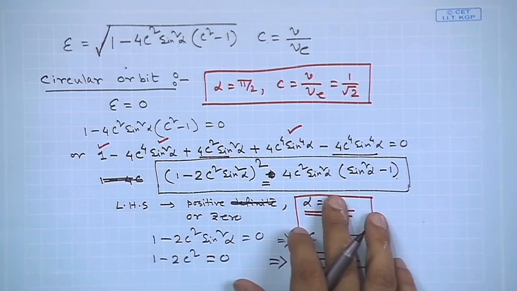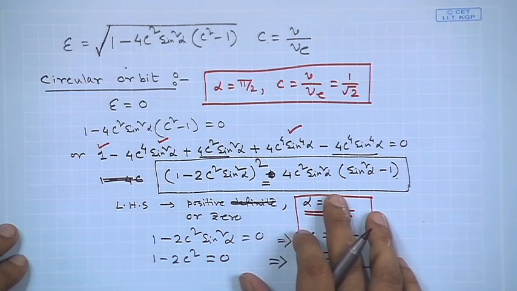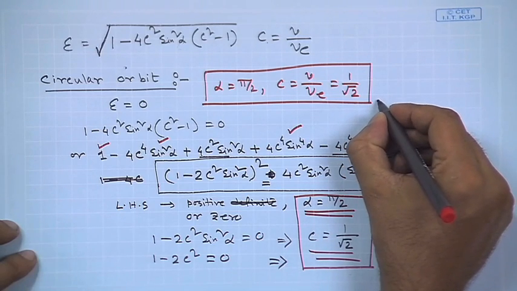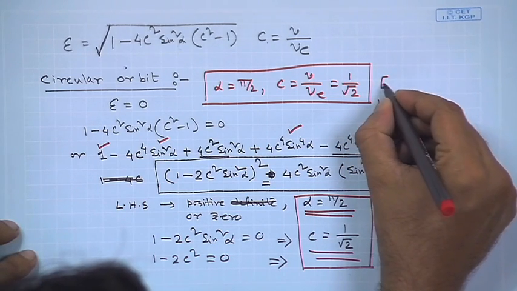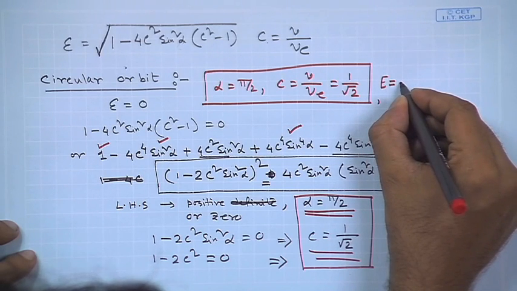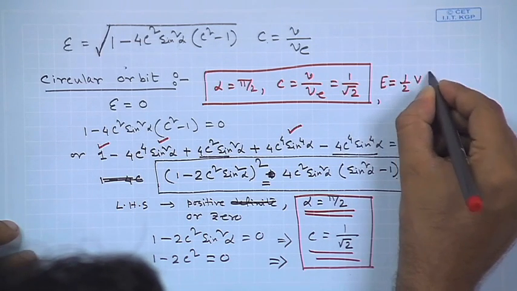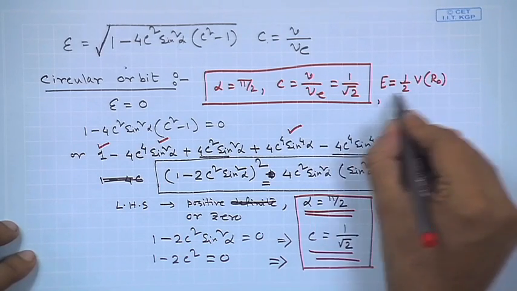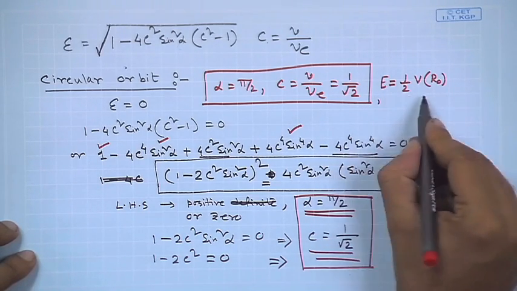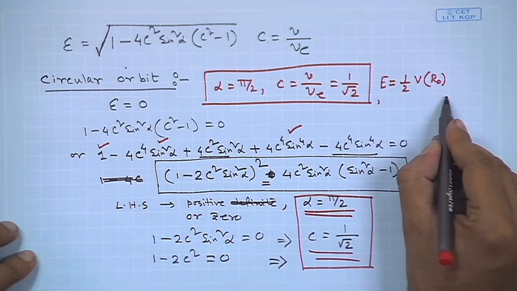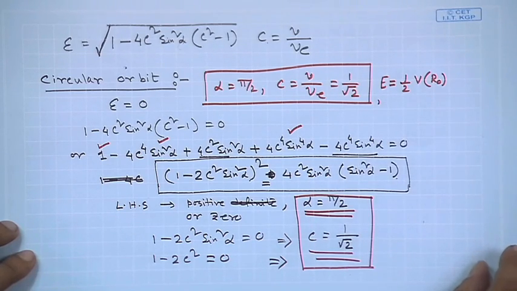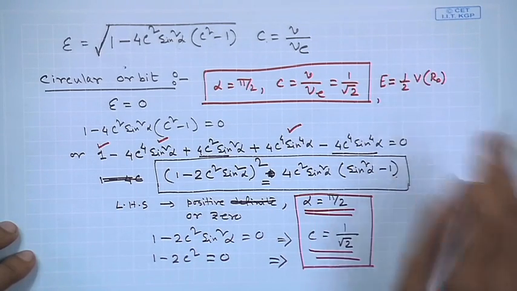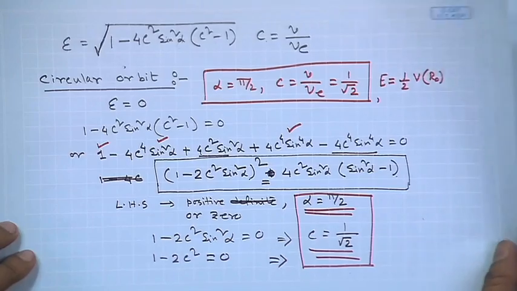Now we know, and also we can calculate the total energy of a circular orbit, and we can show immediately that the total energy E of a circular orbit is given by half V of R0. I am just leaving this to you as an exercise to prove. It is very easy if we start from the initial values once again.